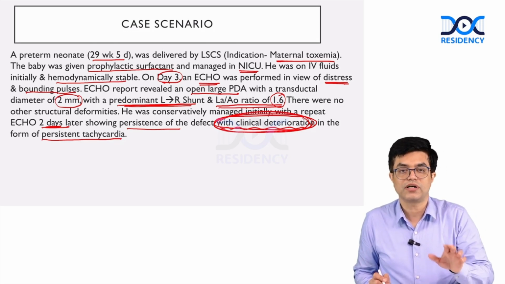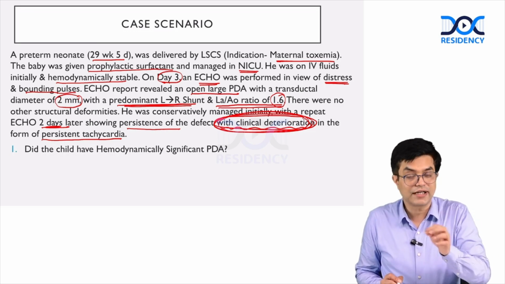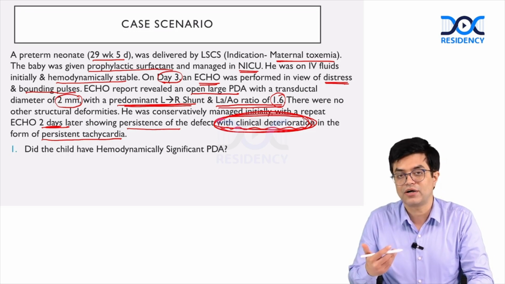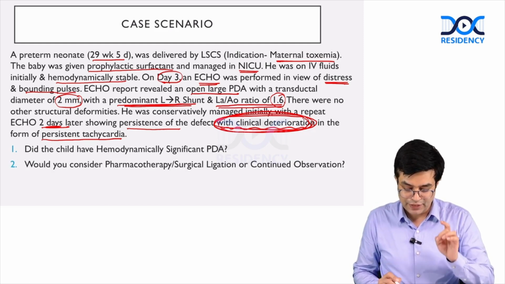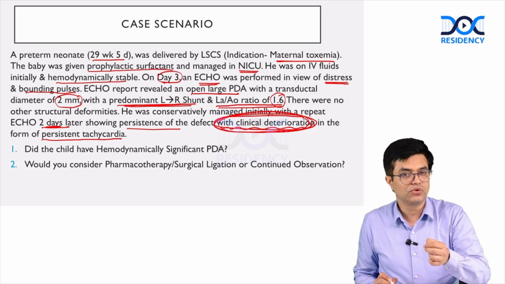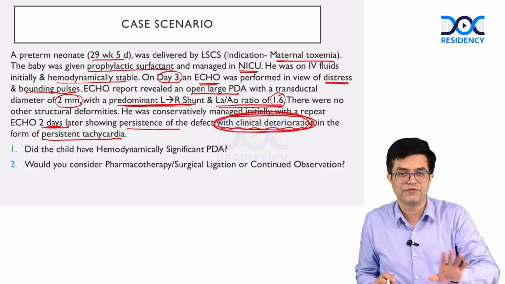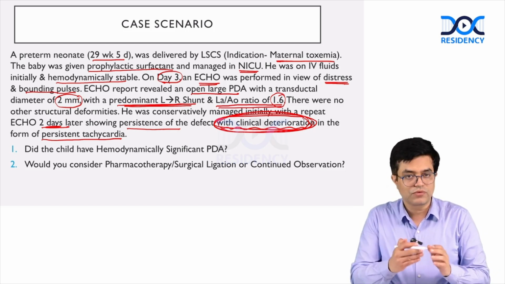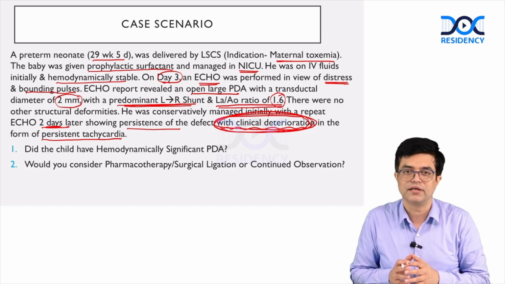So what are we dealing with? We are dealing with the PDA. First thing, does the child have hemodynamically significant PDA or not? How do you define it, if you get this case scenario? And secondly, would you consider pharmacotherapy or surgical ligation, or do you think that only observation and conservative management should be fine, without any pharmacotherapy or surgical therapy? The answer to these questions we will discuss at the end of the topic. Let us delve into the topic discussion.